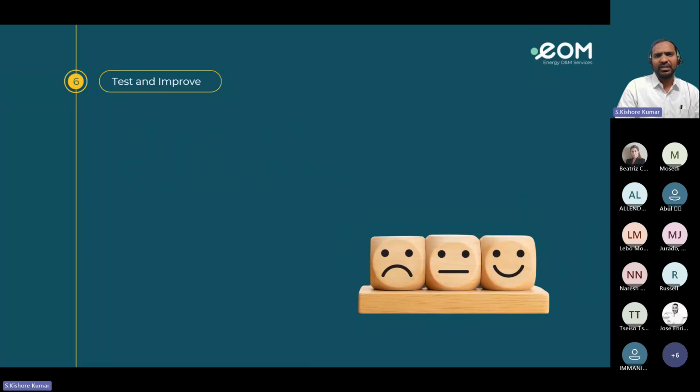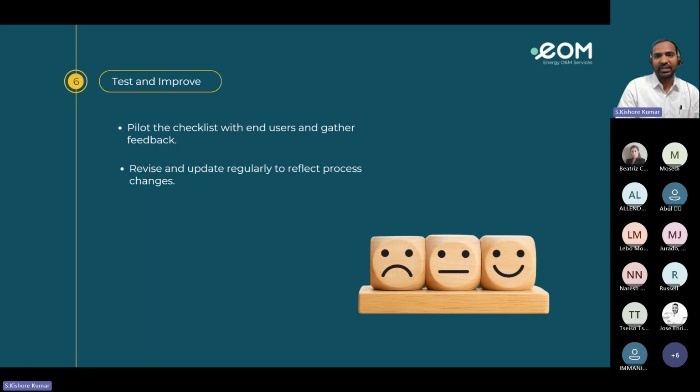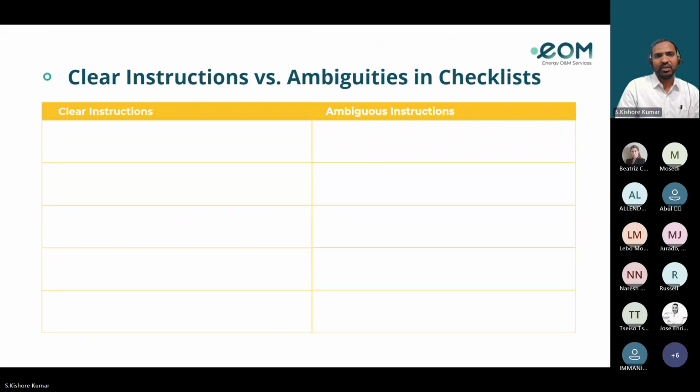So always test and improve. Pilot the checklist with end users and gather feedback. Revise and update regularly to reflect process changes. So here we can see the distinction between clear instructions versus ambiguity in checklists. Effective checklists rely on clear instructions to ensure accuracy and efficiency, whereas ambiguous instructions, on the other hand, can cause confusion, errors, and delays.